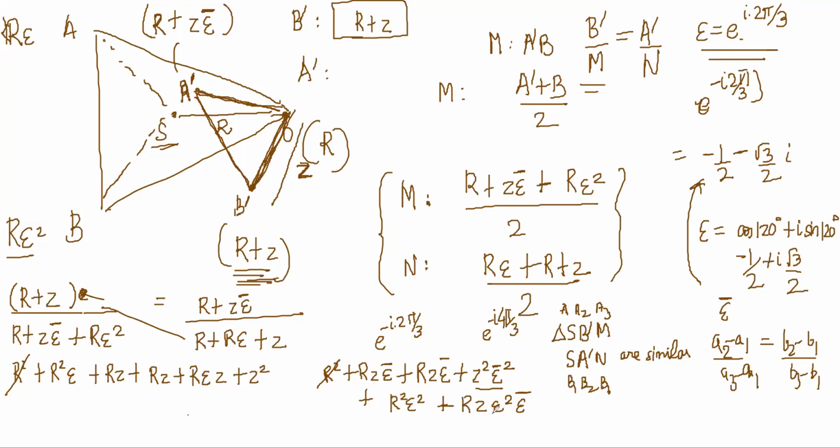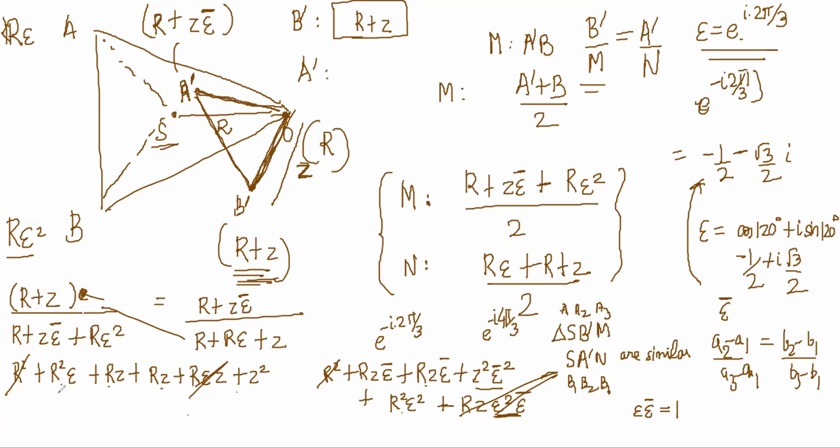So this portion, epsilon into epsilon conjugate is equal to 1, because e power i 2 pi by 3 into e power minus i 2 pi by 3. So this is just rz epsilon, so that cancels this one. This last term goes away and this goes away. So now we are just left with 1, 2, 3, 4 terms here, and 1, 2, 3, 4 terms here, right?